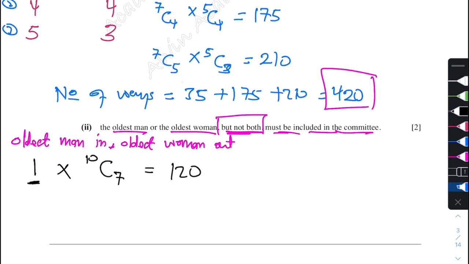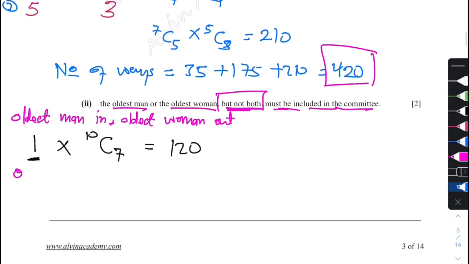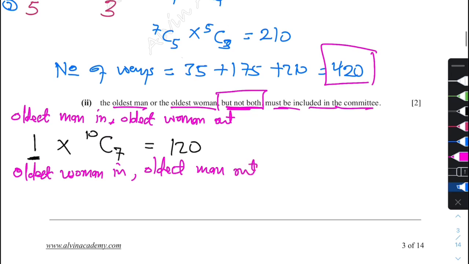Okay, then the next thing you want to do is the flip side. Of course, I will encourage you that you can just multiply by 2. But if you don't know that, then you can do the flip side too, where the oldest woman is on the committee, and then the oldest man, that guy is so angry, so he left the committee. Okay, the oldest man is out.